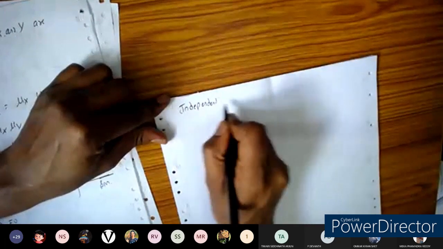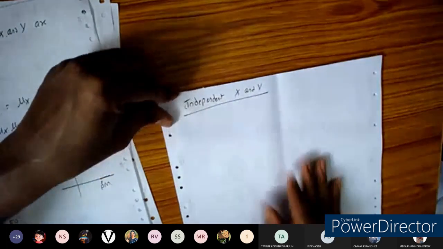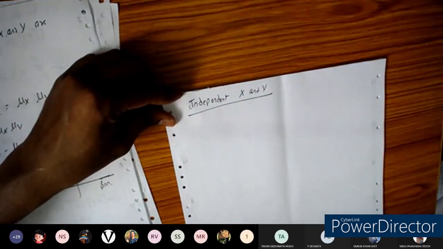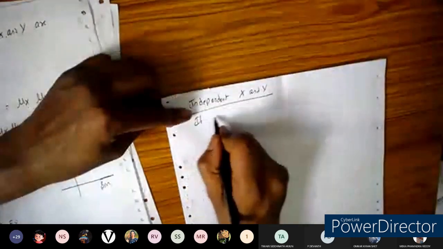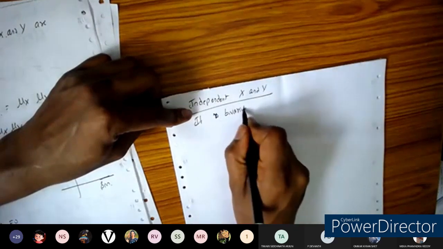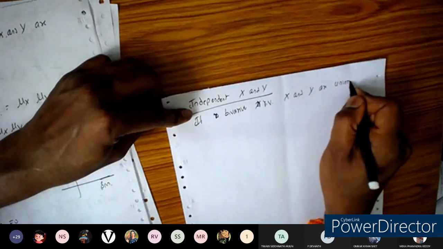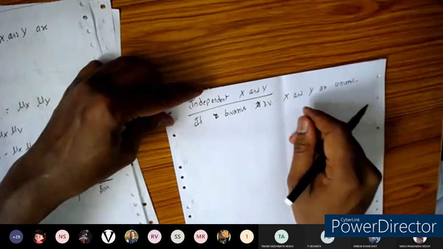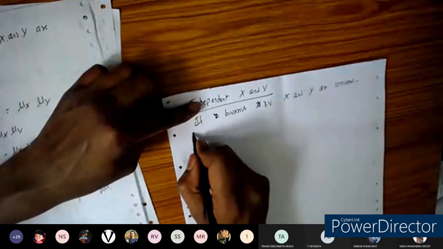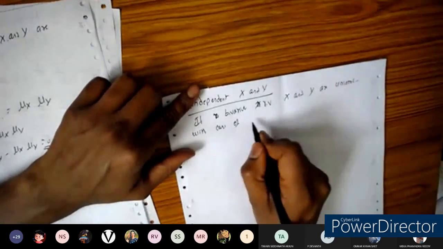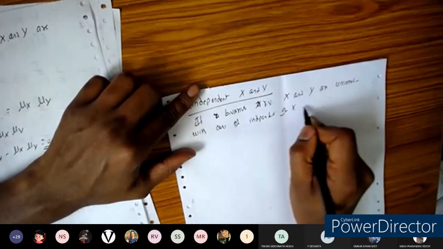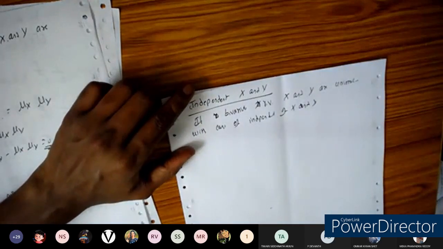So consider independent X and Y. If the bivariate random variables X and Y are uncorrelated, then we take the case of independent X and Y.